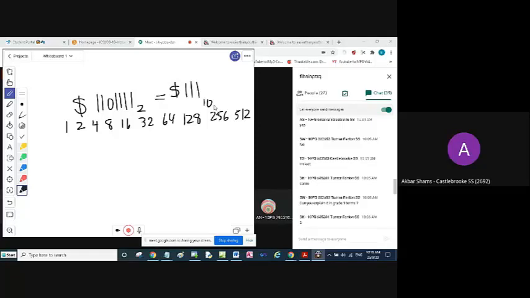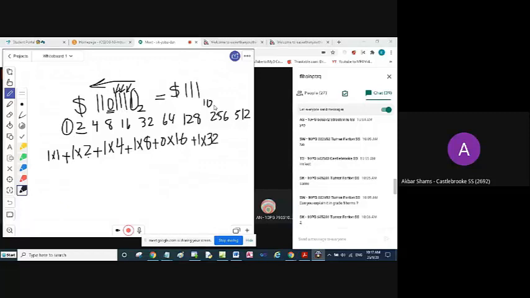Okay, let's see how we get this one. Again, we start from right to left. The first digit is 1, so I multiply 1 by 1 here, plus the next digit is 1 again, so 1 times 2, plus the next one is 1, so I multiply 1 by 4. Plus the next one again is 1, so 1 times 8, plus 0 times 16, and then the next one is 1 times 32, and the next one is 1 times 64.